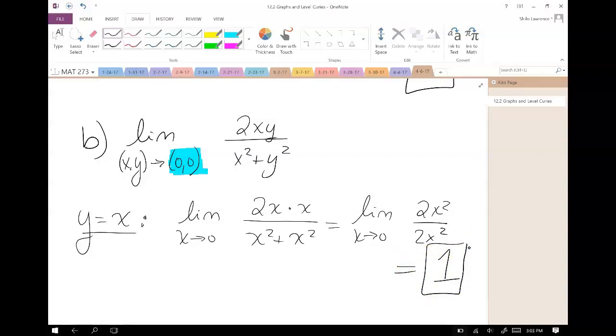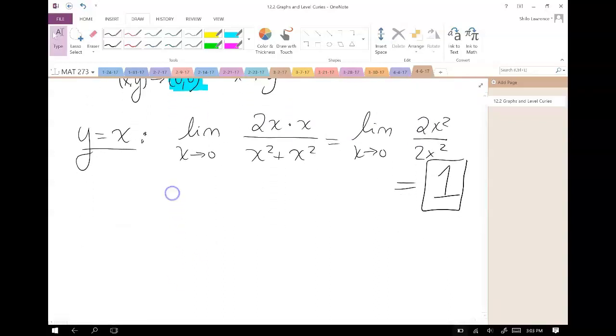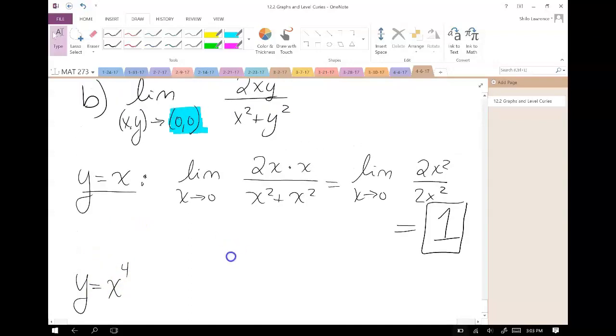So now we need to make sure we don't get 1 next. So we check another path. If we do get 1 again, then we just have to do a third one, or a fourth one, or a fifth one. y equals x to the fourth. Okay. So we're going to replace all the y's with x to the fourth.